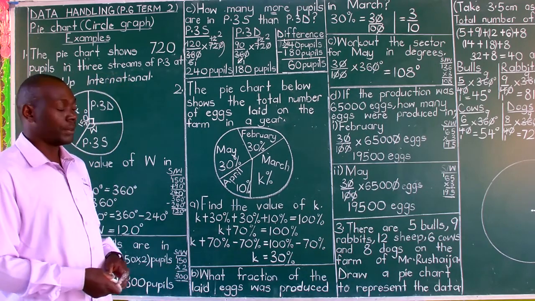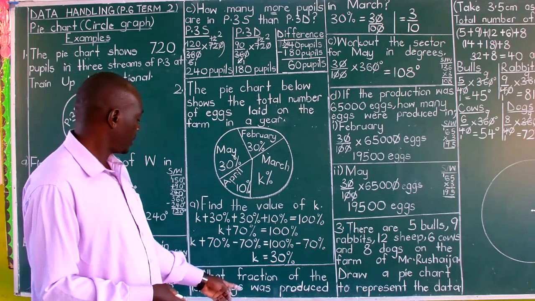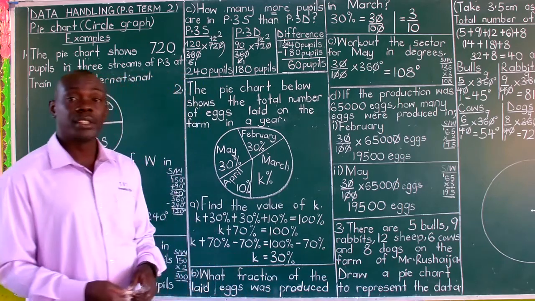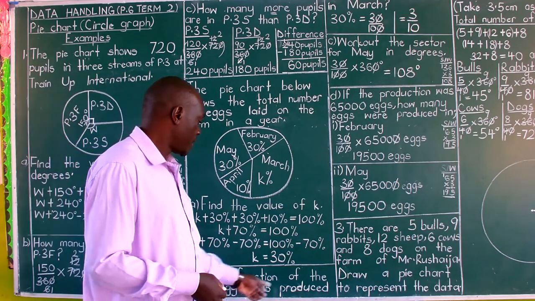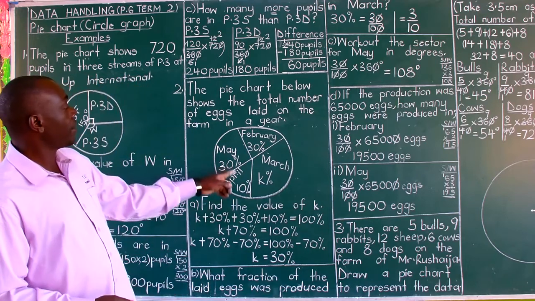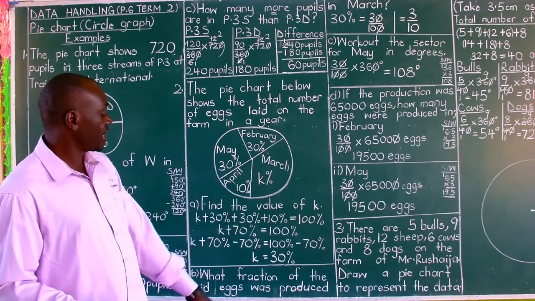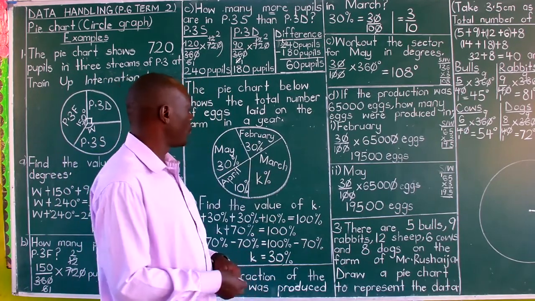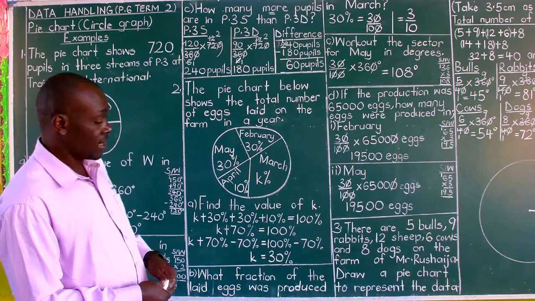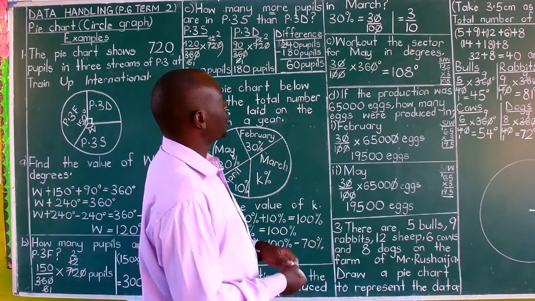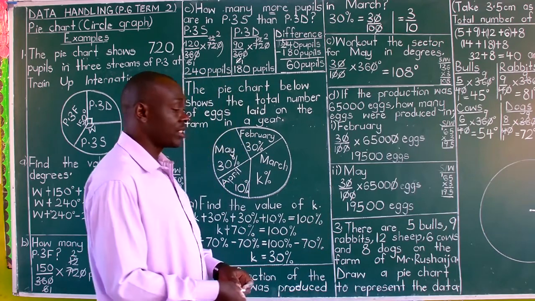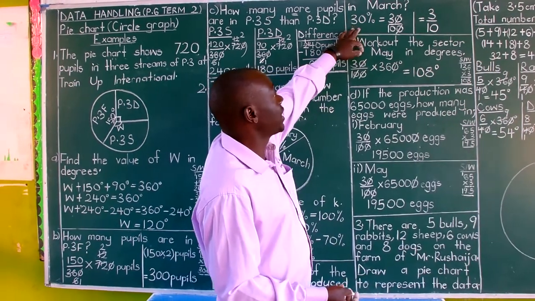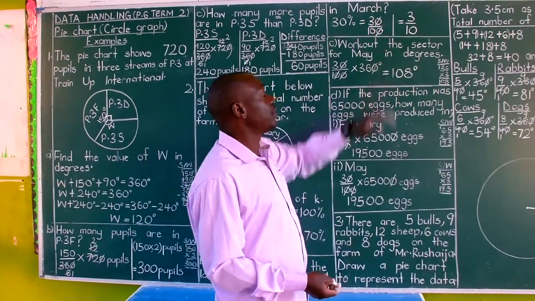As we look at part B, what fraction of the laid eggs was produced in March? What fraction of the laid eggs was produced in March? Look at our March. It has K%, and K is 30. So I've got 30% as the value of K, so 30% of the laid eggs were produced in March. So they're asking for the fraction. Yes, remember I said percentages are fractions. So 30% as a fraction is 30 out of 100.